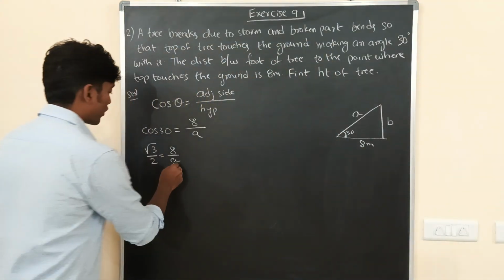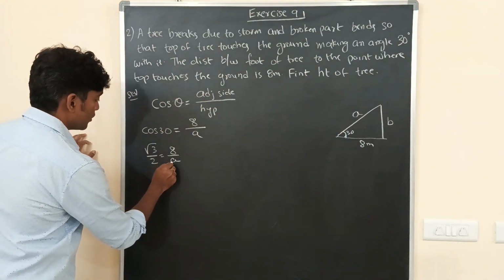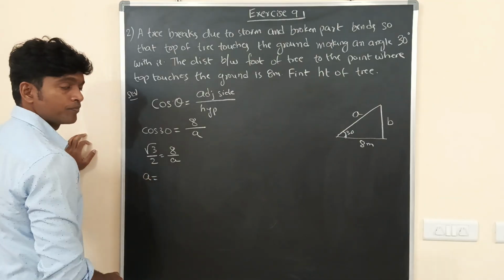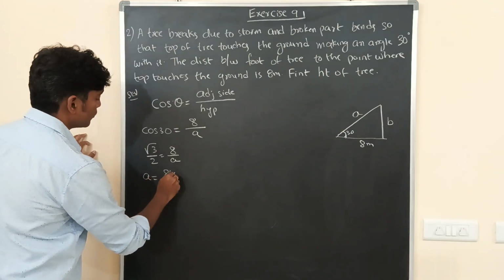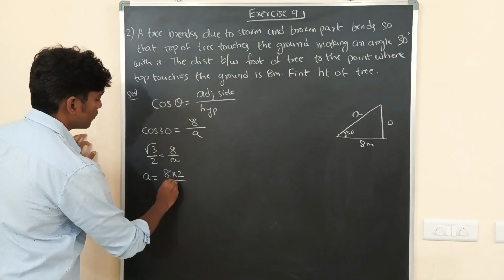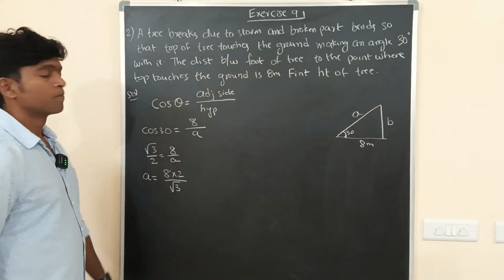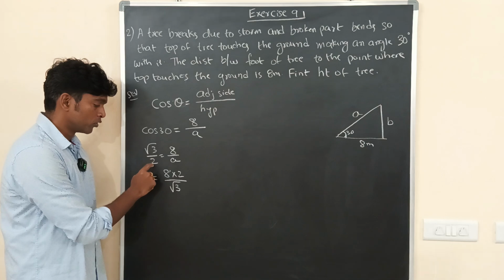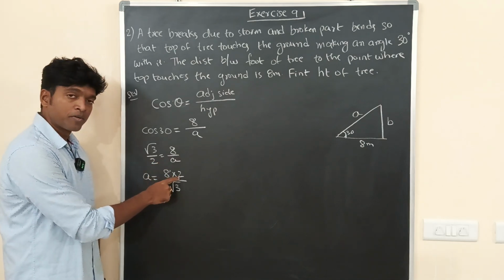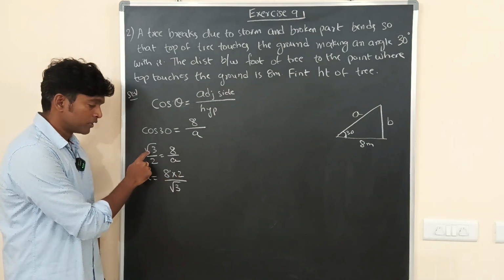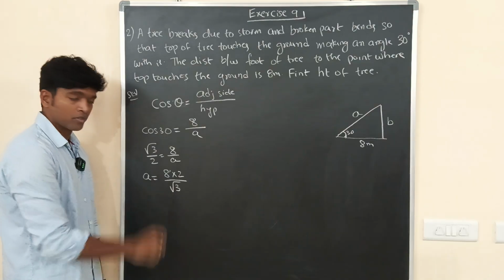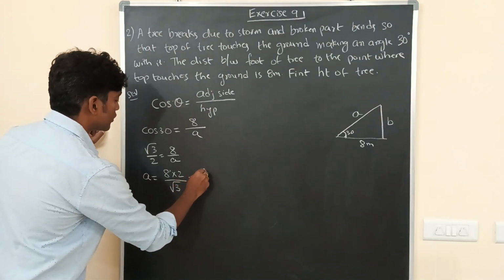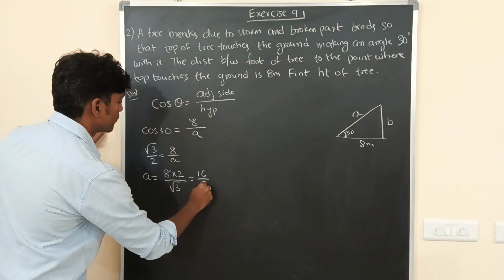So what is A? Simplify this one. A is equal to 8 into 2 by root 3. By taking A here, 2 here and root 3 will be here. 2 is divided, so it will become multiplication, and root 3 is in the numerator, it will become the denominator. So that is equal to 16 by root 3 meters.